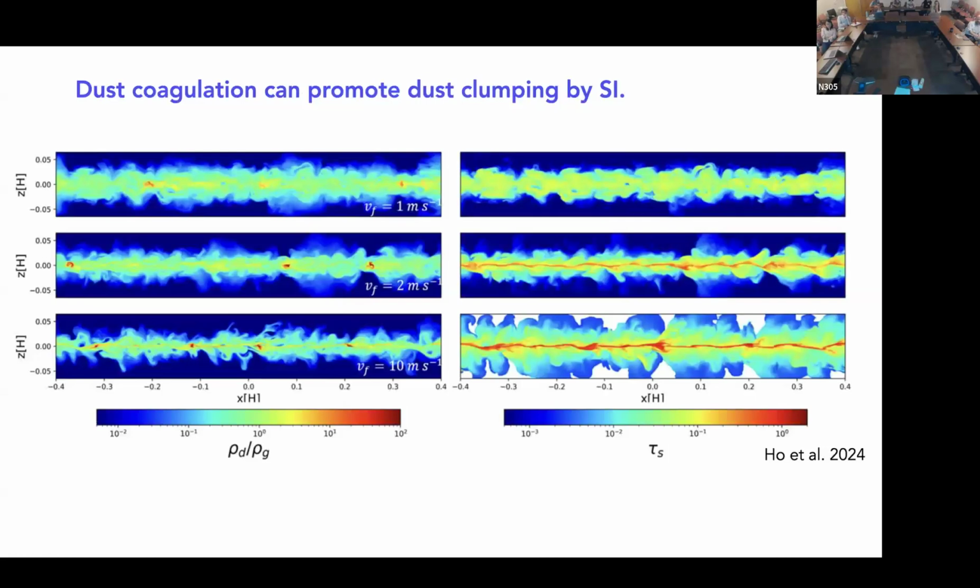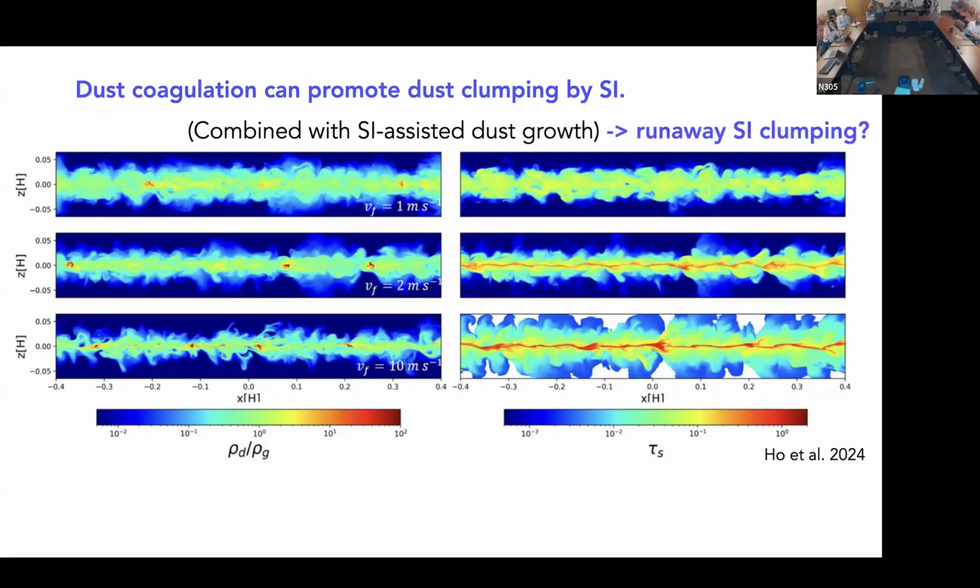But on the other hand, there's another simulation showing that coagulation can also promote streaming instability. This is a simulation with both streaming instability and coagulation, and they assume a different fragmentation velocity in each row. If you have a high enough fragmentation velocity, you will have a very large Stokes number at the midplane, and because of the higher Stokes number at the midplane, you can have clumping, right? So if your fragmentation velocity is really high, even starting with very small dust particles, you can grow into large Stokes numbers, and then you can clump as large Stokes number particles.